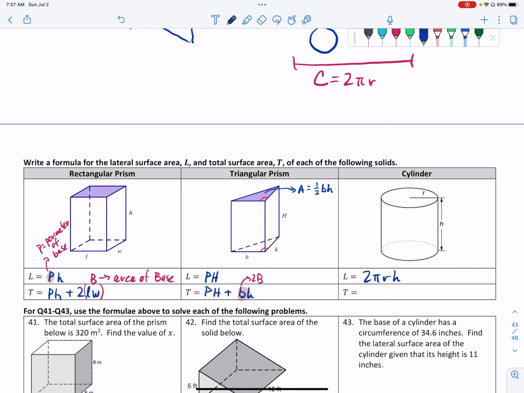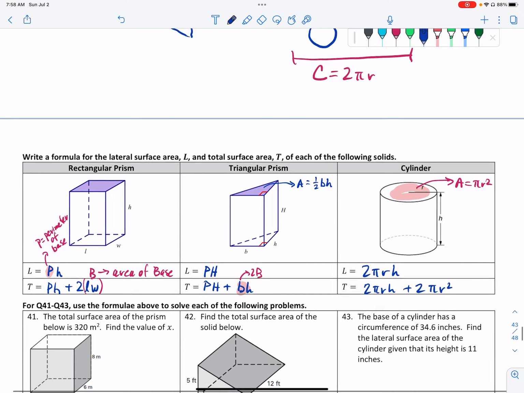For your total surface area, the only thing that's missing are our two circular bases. And remember that one of those things is pi r squared. How many of them do you have? Well, you got 2 of them. So you just add that to your lateral surface area to get your total: 2 pi r h plus 2 pi r squared.